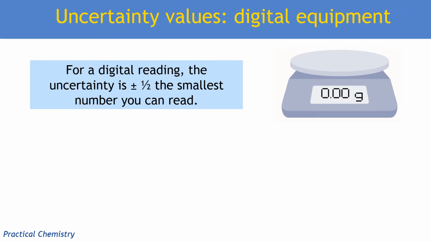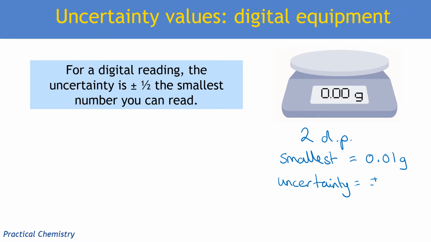If I had, for example, a 2 decimal place balance like this one here, the smallest number that I can possibly read is 0.01 grams on this balance, and so the uncertainty is going to be half that. It can be 0.005 grams higher, or it can be 0.005 grams lower. Any more or less than that and it would change the reading, and that's what we mean.